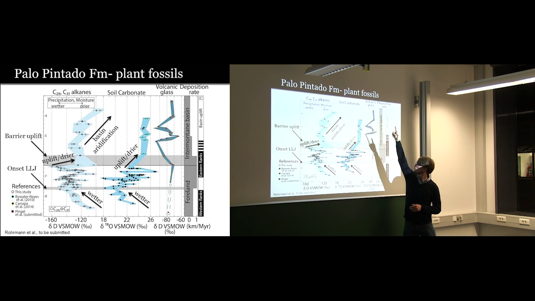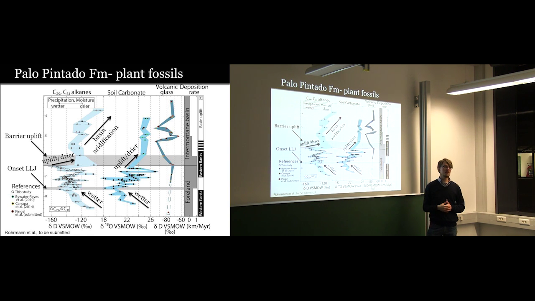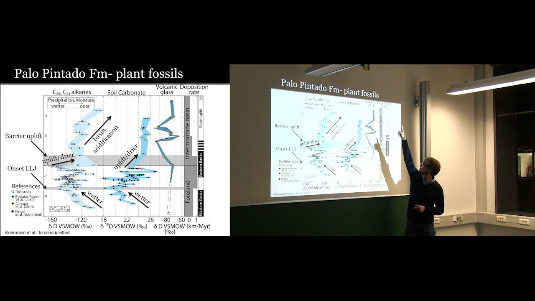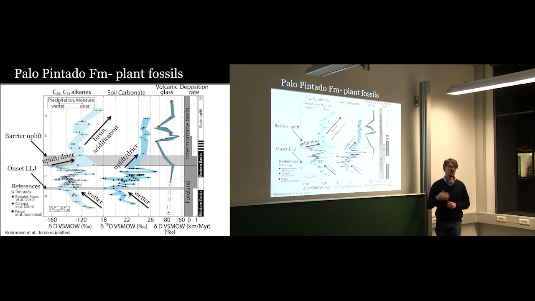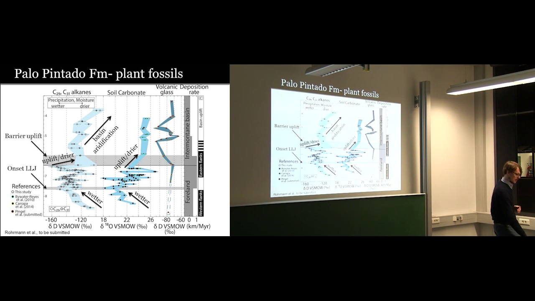So this could be a time period where you have this convective setting as in the modern, observed in the modern. And this is also more in line with the volcanic glass values that you find later in time. Okay, so with these biomarkers, on the soil carbonates, you also can look at the carbon isotope values.